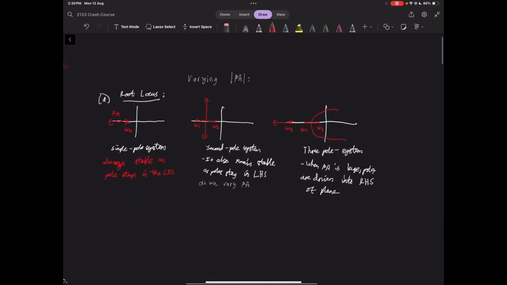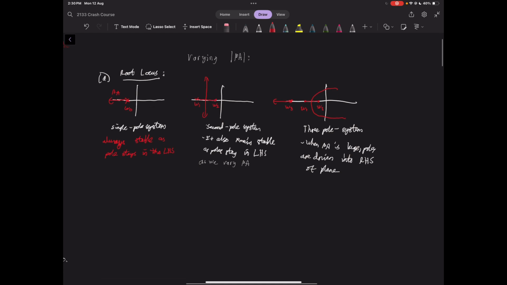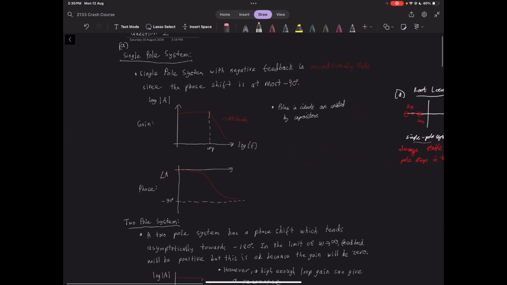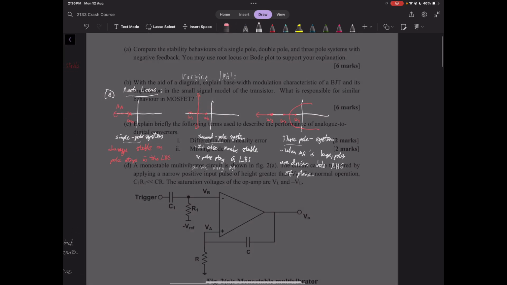I'll also just quickly show this is how you would explain question 2 using root locus diagrams. You're varying the magnitude of beta times the gain. And essentially for single-pole and two-pole systems, you would always have the poles in the left-hand side of the plane, but when you add a third, they can drift into the right-hand side of the plane, which causes instability. Personally, I would use Bode plots because I think they're simpler, but for anyone interested, that is how you do it.